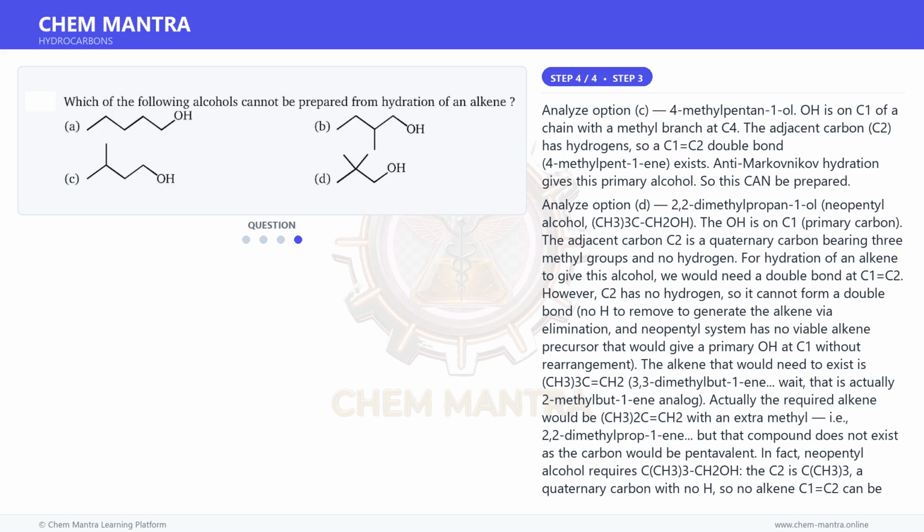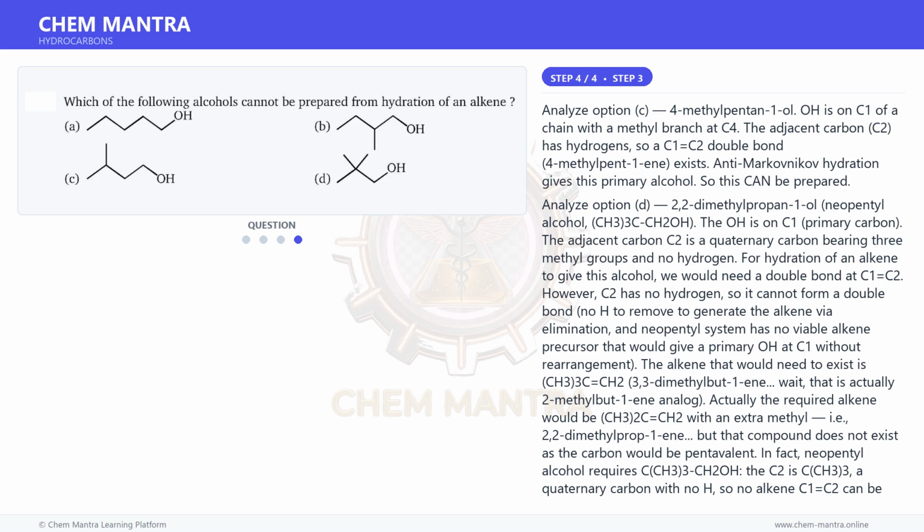And for the final step, analyze option C. 4-methylpentan-1-ol. The OH is on C1 of a chain with a methyl branch at C4. The adjacent carbon, C2, has hydrogens, so a C1=C2 double bond, 4-methylpent-1-ene, exists. Anti-Markovnikov hydration gives this primary alcohol. So this can be prepared.